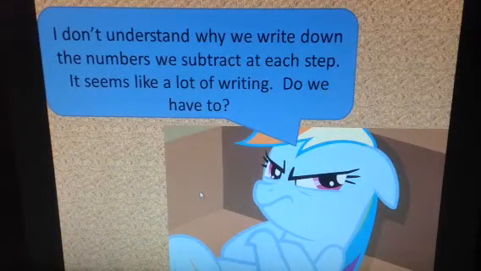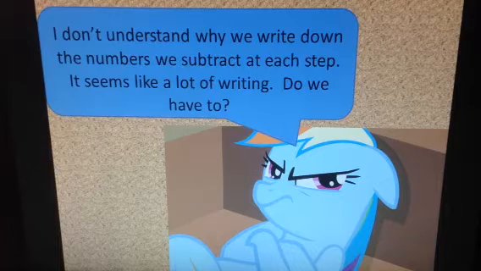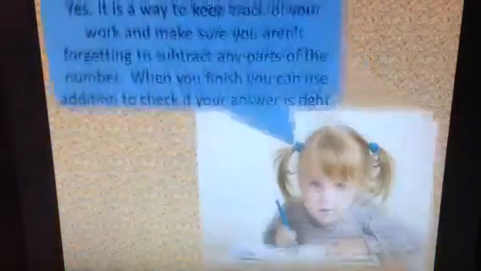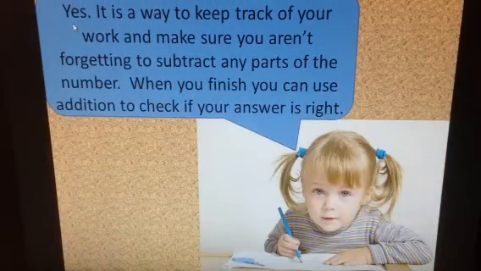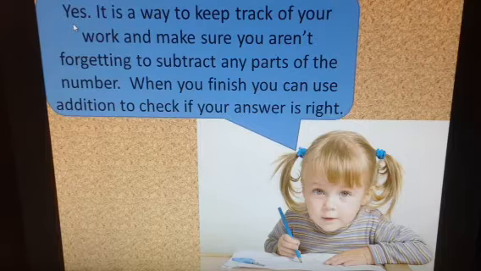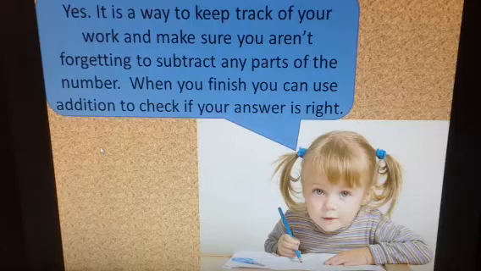Here's My Little Pony. Rainbow Dash says, "I don't understand why we write down the numbers we subtract at each step. It seems like a lot of writing. Do we have to?" This little girl says, "Yes, we do have to write down the numbers for this particular algorithm. It's a way to keep track of your work and make sure you aren't forgetting to subtract any parts of the number. When you finish, you can use addition to check if your answer is right."